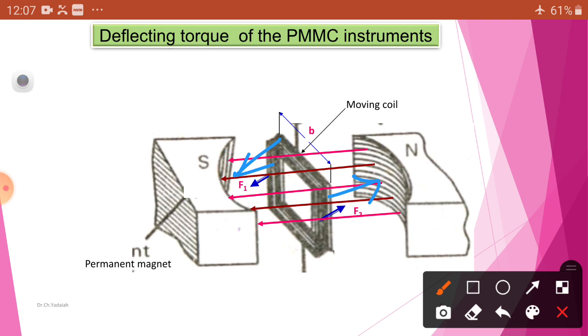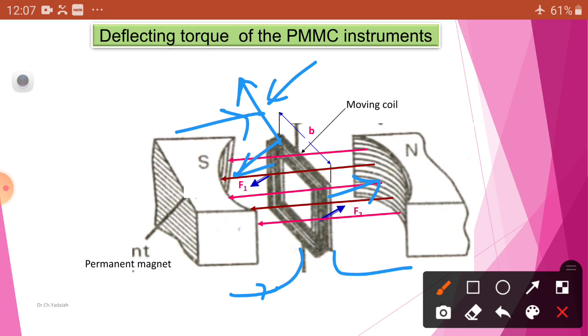Then what will happen? Whatever point is connected moves in this direction. If the current is reversed, then automatically it will move in the other direction. That is DC. In DC, if you change the terminals, plus to minus and minus to plus, the torque developed in the coil changes, and the direction changes.